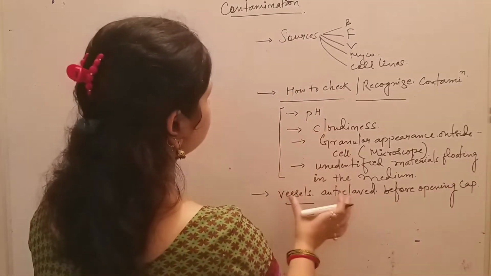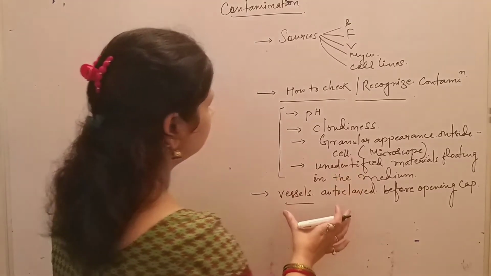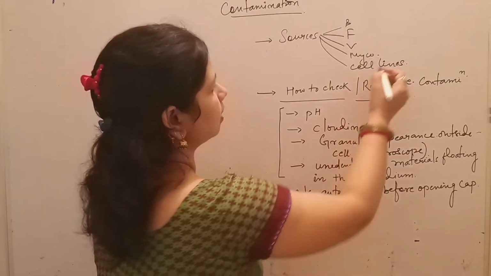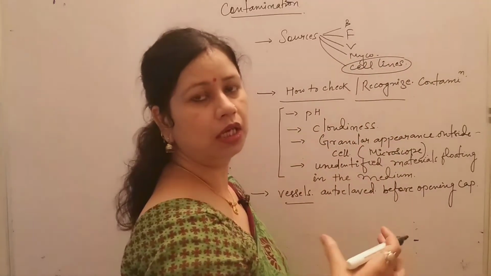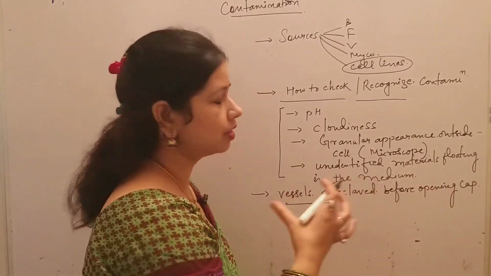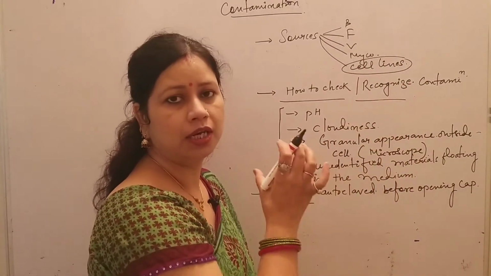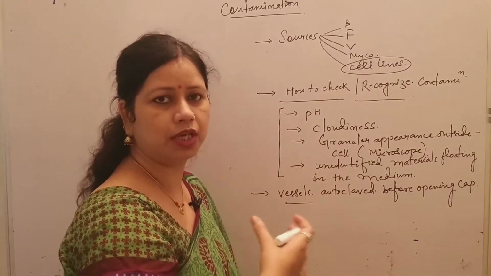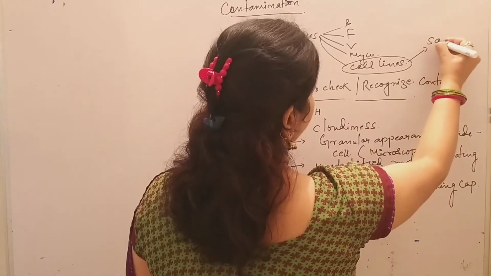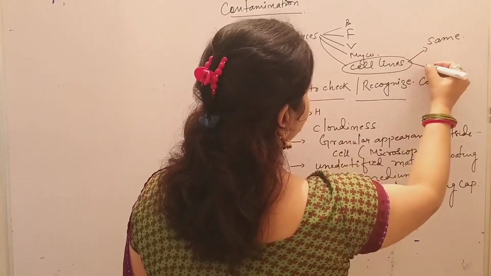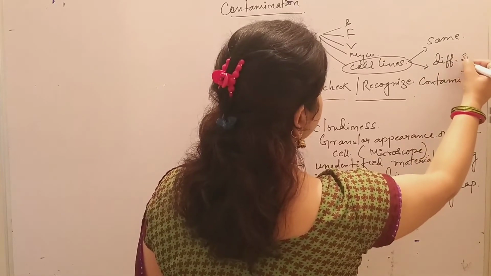These are the things we have to keep in mind. I have told that contamination can come from cell lines, from the same or different species. There can be two sources of cell lines which cause contamination: the cell lines can be of the same species, or they can be of a different species.